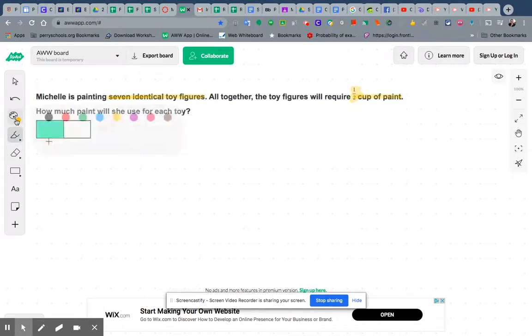Okay, so I'm going to take this information and I'm going to create a number sentence. So I'm going to take half of this cup of paint and I'm going to use it to paint, or divide it evenly, to paint 7 toy figures. That's going to leave me with some sort of amount of paint.